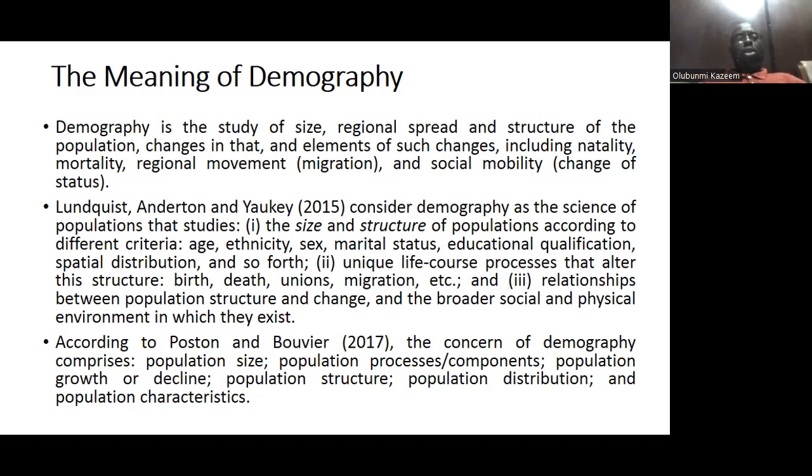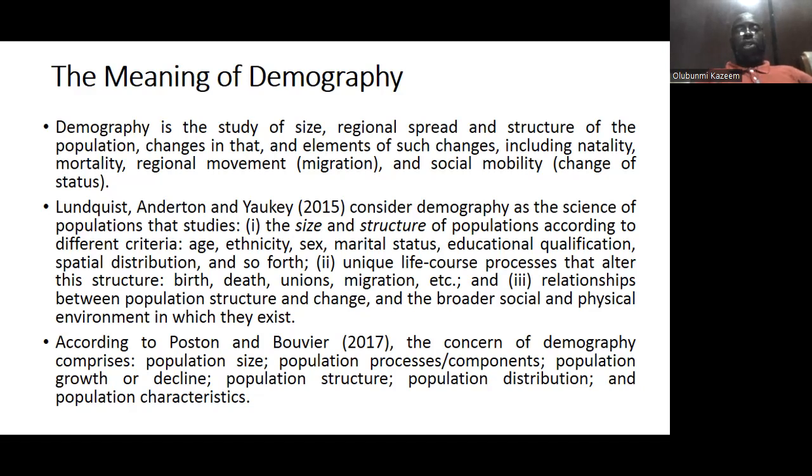According to Lundquist, Anderton, and Yaukey, they consider demography as a science of population that studies, one, the size and structure of the population. I have already explained that. Two, the unique life course processes that alter this structure. Some of those changes that happen to them, which we have talked about, we refer to as dynamics, as well as the relationships between population structure and change, and the broader social and physical environment in which they exist. So this is the definition of demography according to those authors.